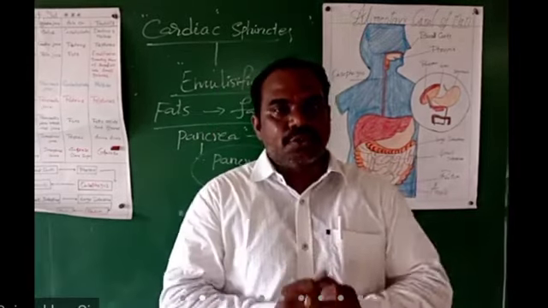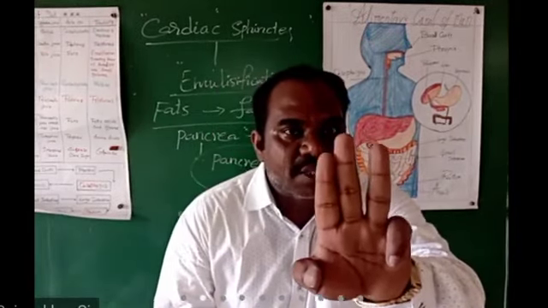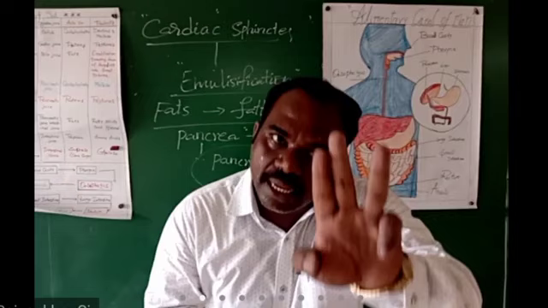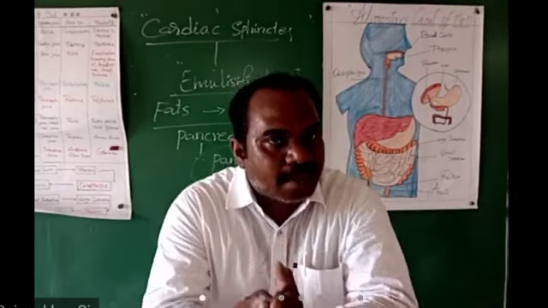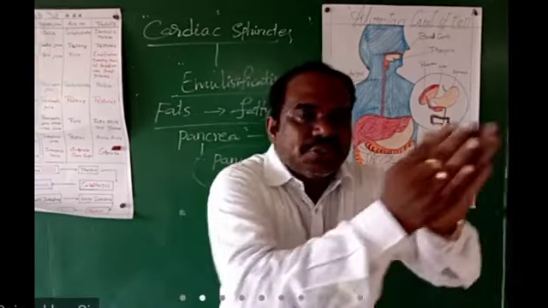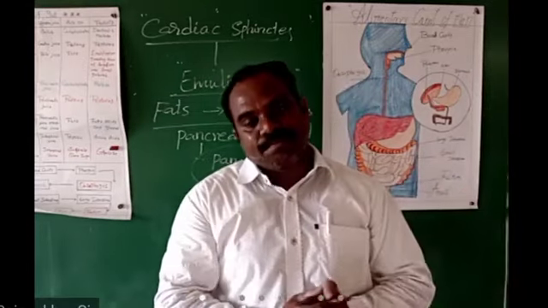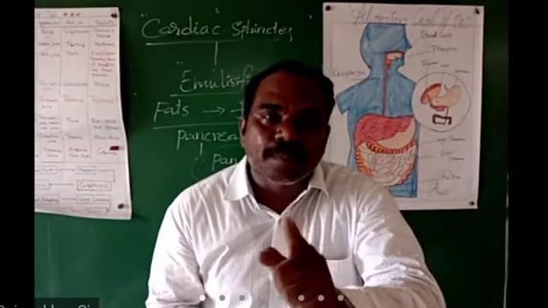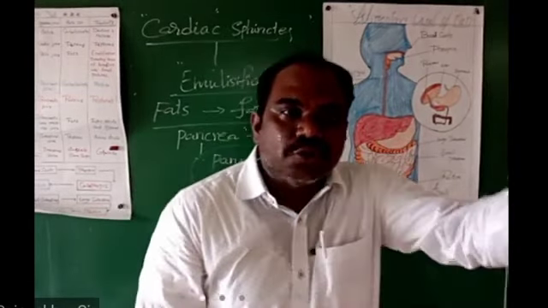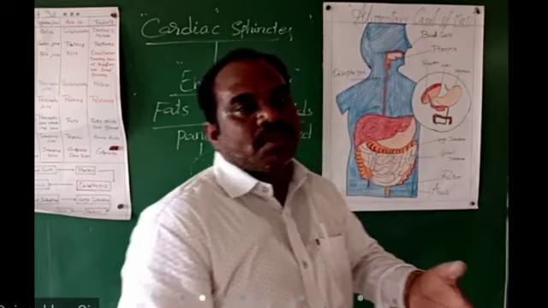In pancreatic juice, three types of enzymes are present. Write down, students. One is amylase. Amylase helps carbohydrates convert into maltose sugar. Second one is trypsin. Trypsin helps proteins convert into amino acids or peptones.